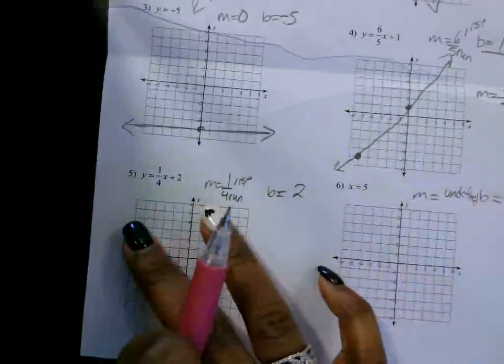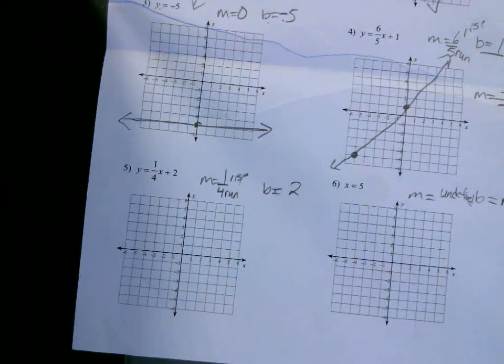All right. See if you can graph 5 and 6 on your own, and let's paste this down in our notebook on page 7. I'm going to pause for the calls. All right, here we go.